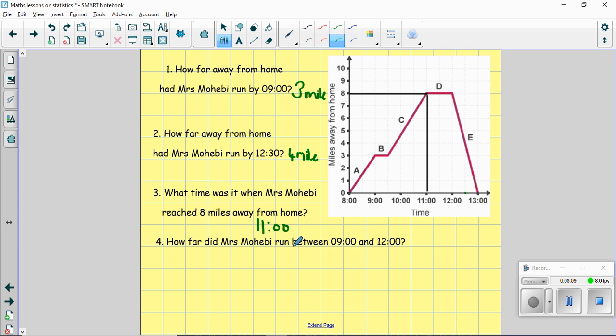And number 4, how far did Mrs. Mehebi run between 9 and 12? So let's have a look. 9. So if we went up there, so again, I'm going to go up using my ruler. 9. Across to 3, so I might write a little jotting of 3. So she was on 3 mile, and then at 12, again, 12 o'clock, you go up till you reach the line, which is there, and you go across, that's 8. So she'd run 3 miles at 9 o'clock, and by 12 o'clock, she was on 8 miles, so the difference between 8 and 3 is 5. So how far did Mrs. Mehebi run then? It was 5 miles. Well done, Mrs. Mehebi.